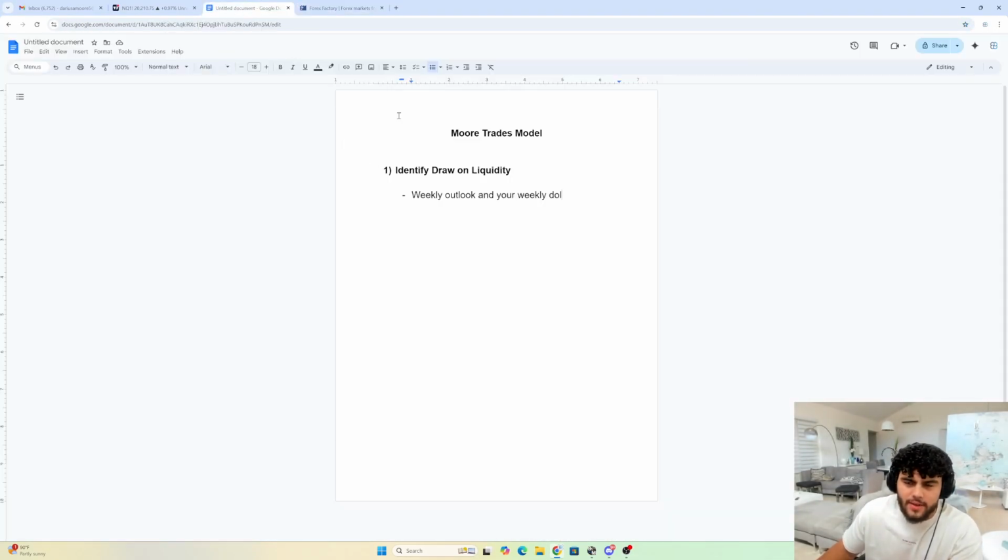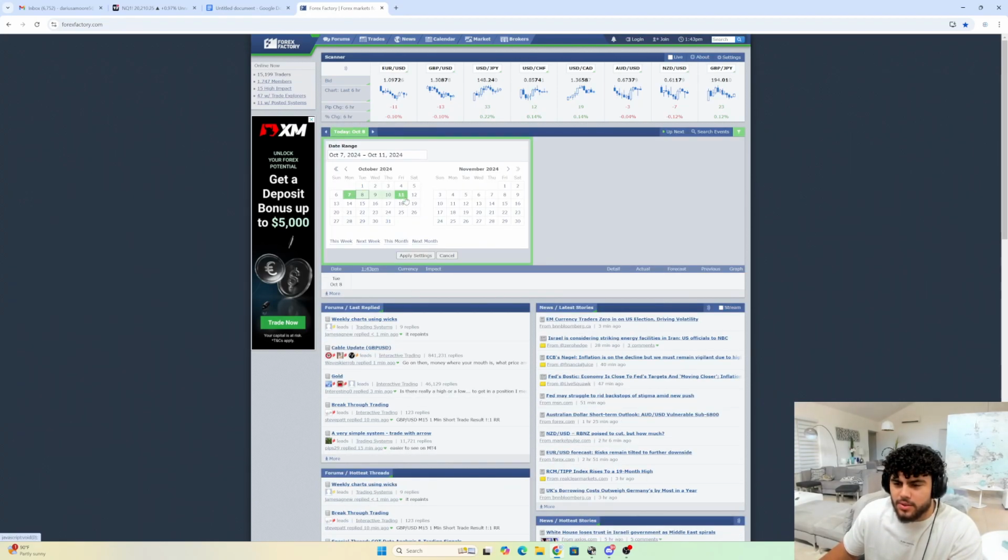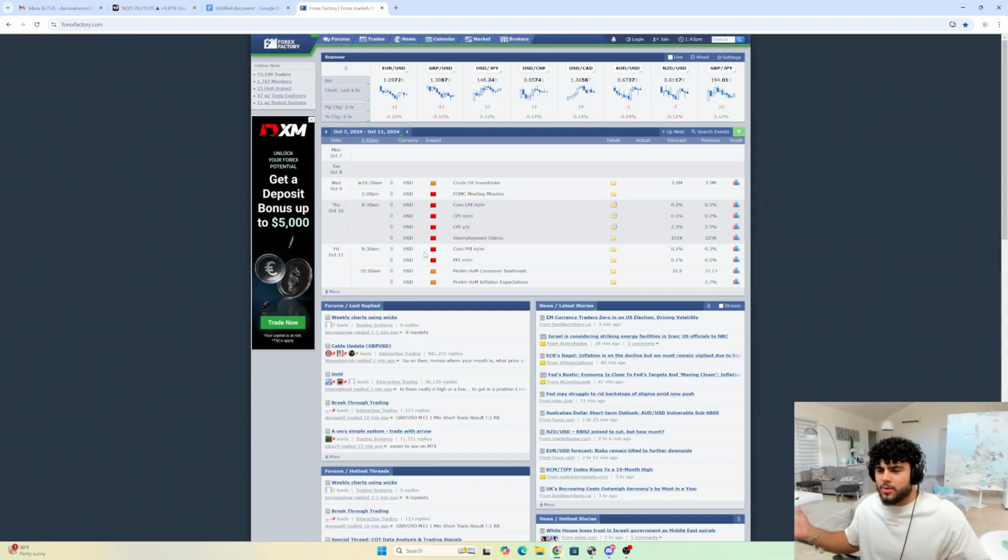So to start off identifying draw liquidity, I identified what I wanted for the week. So when you look at this week, this is me personally, all I do to decide my weekly outlook. Monday and Tuesday don't have news. We have high impact news on Wednesday. So going into the week, I'm going to expect Monday and Tuesday to be slow. But I'm also expecting low of the week to be somewhere around Tuesday to Wednesday because we have our first high impact news event on Wednesday. So that's really all I do.